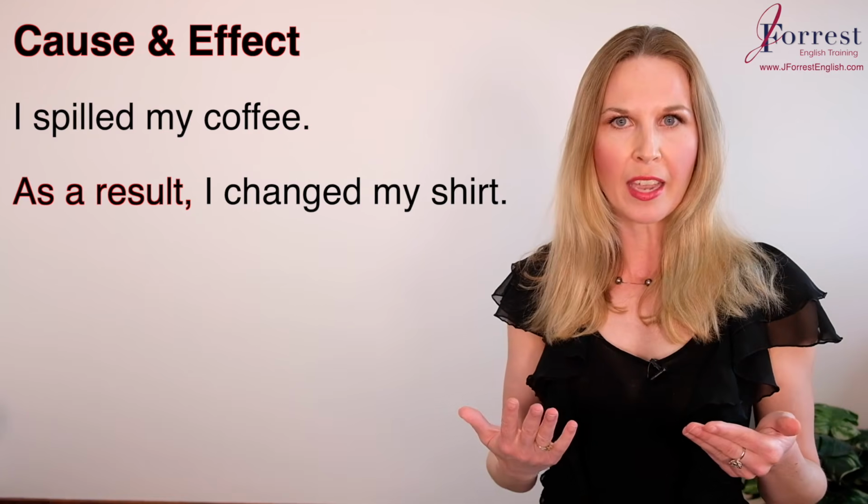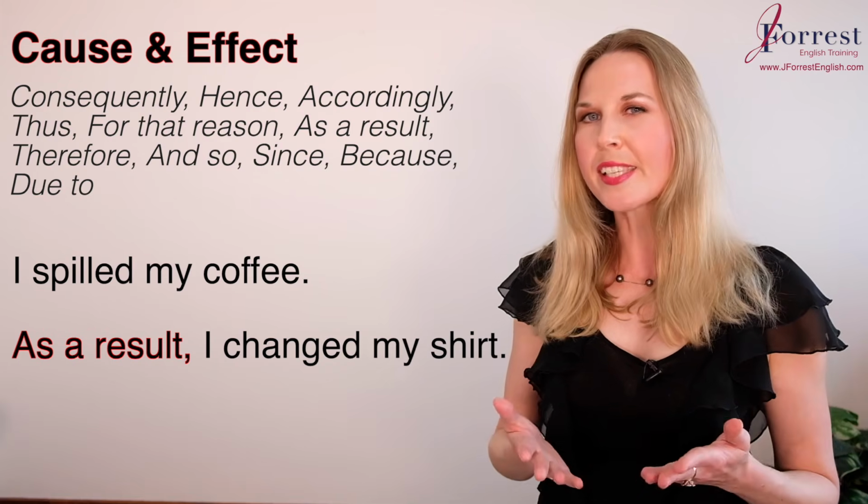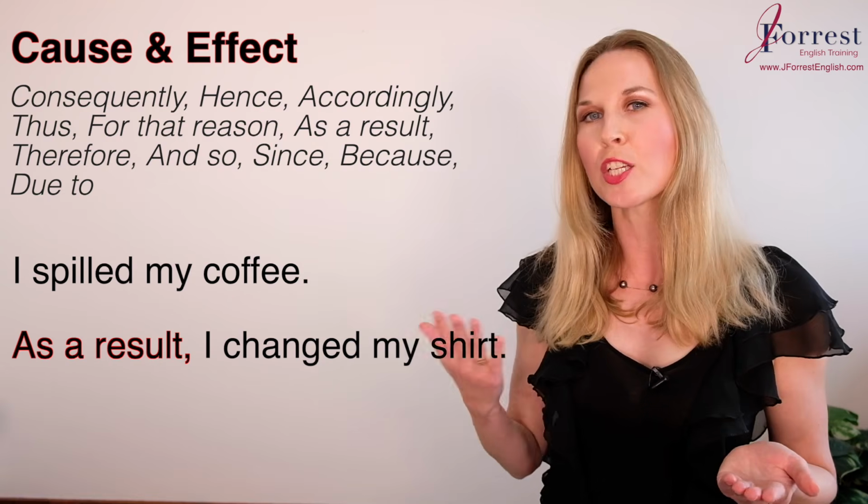Cause and effect. Here are the transition words in this category, and they're listed from most formal to least formal. So you can take a screenshot of this. Consequently, hence, accordingly, thus, for that reason, as a result, therefore, and so, since, because, due to. Now the example I gave you, I spilled my coffee, as a result, I changed my shirt.